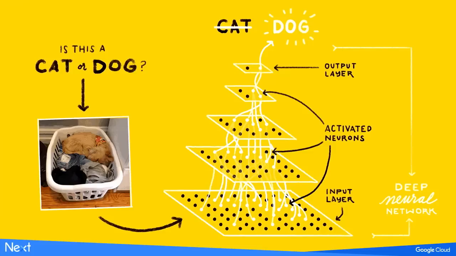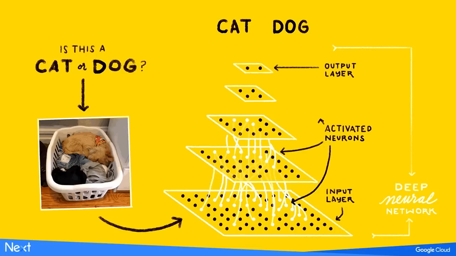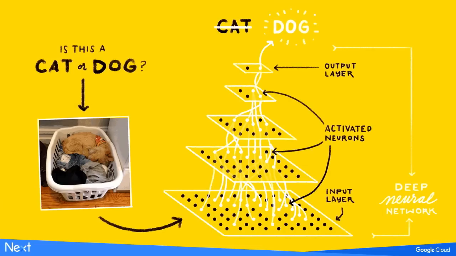Here we have a neural network that's identifying a picture as either a picture of a cat or a dog. We can think of the input to this network as pixels in the image. Each neuron is looking for a specific identifying feature, maybe the shape of the ear or the hair. And then the output is a prediction, in this case that it is a dog.